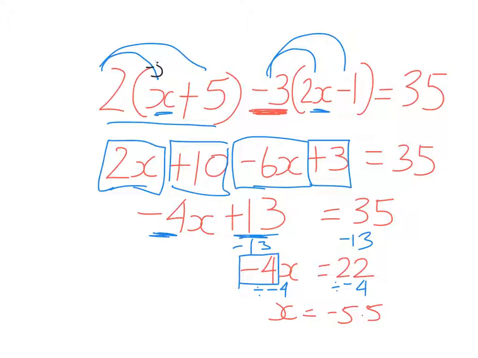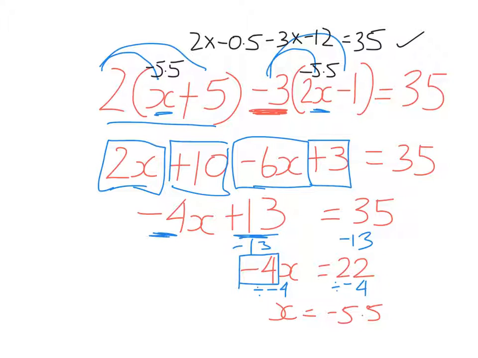This is the solution because if I substitute x for minus 5.5 here and here, I get a true statement. I get 2 times negative 0.5 minus 3 times minus 12 equals 35, and that's true. Minus 1 plus 36 equals 35. That's true. That's my answer. So remember, if x is in more than one spot, you must first get it to one spot.